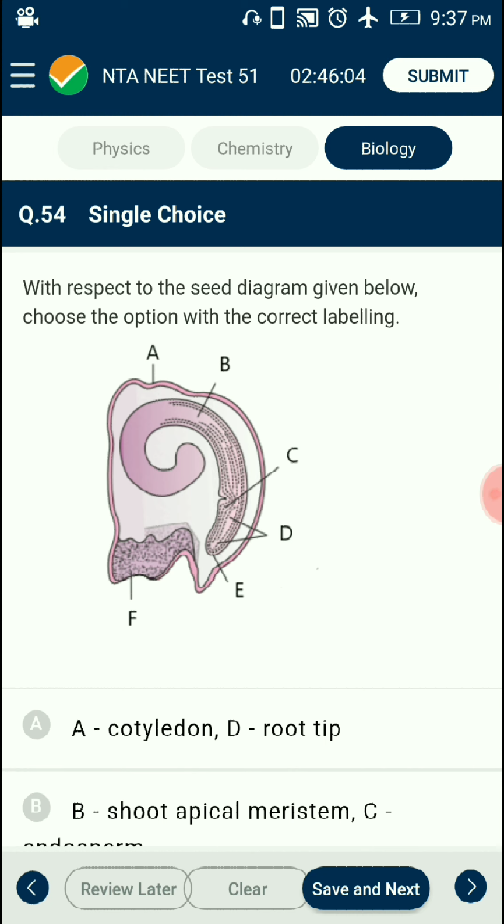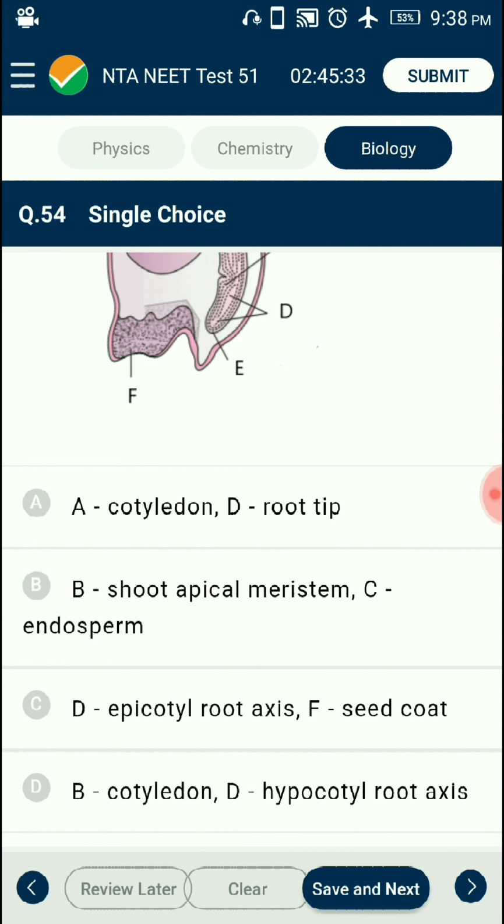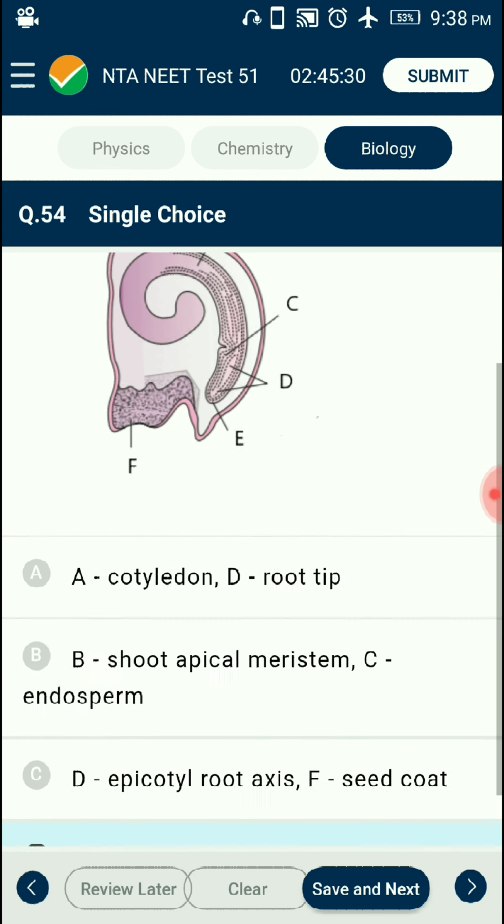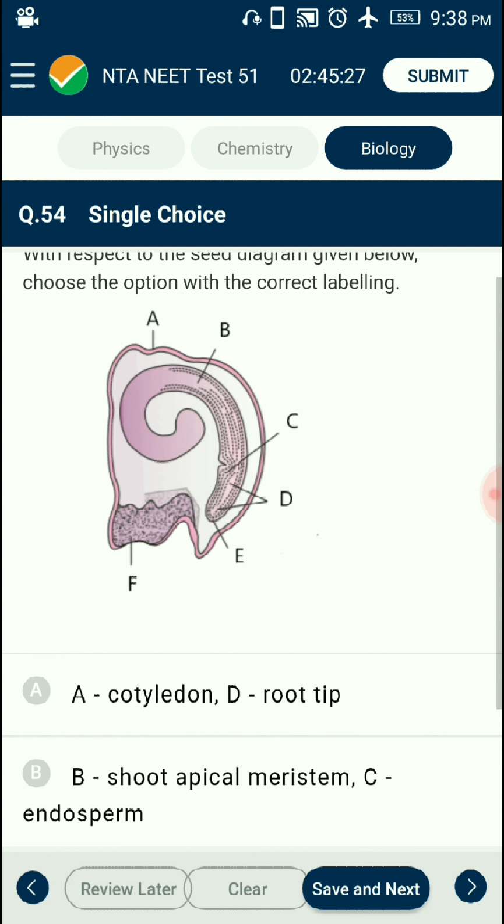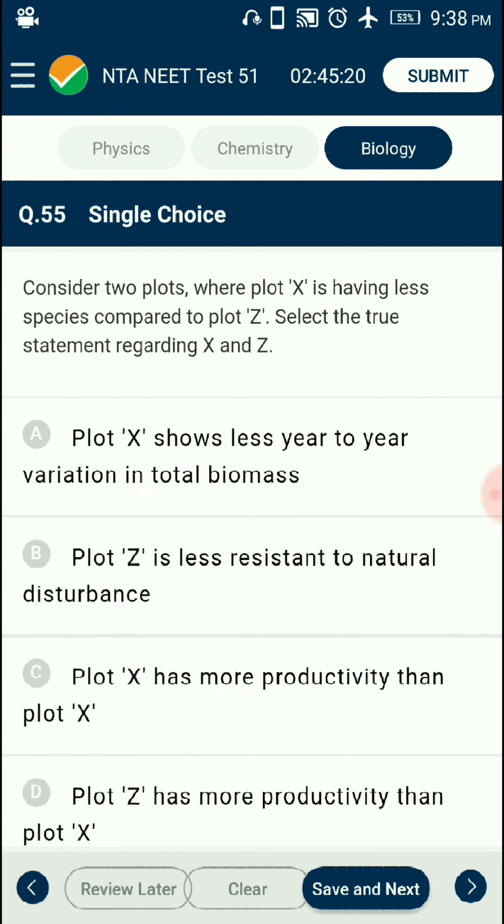Question number 54. With respect to the seed diagram given below, choose the option with correct labeling. In the given diagrammatic representation, A is the seed coat, B represents cotyledon, C represents shoot apical meristem, D represents hypocotyl root axis, E represents root tip, F represents endosperm. So according to the labeling, option D is correctly matching. B represents cotyledon, D represents hypocotyl root axis. Those alone are correctly labeled.